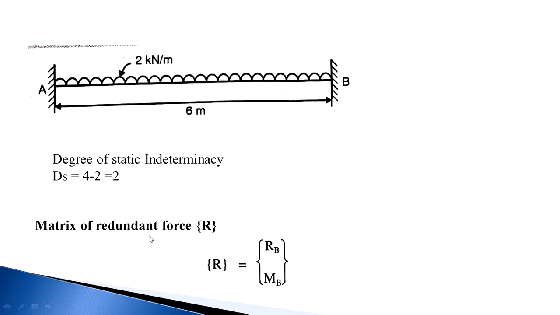Now form the matrix of redundant forces. Suppose I want to convert this indeterminate beam to a determinate beam. How to convert it? I can remove the B support, so now it is just a cantilever beam fixed at end A and free at end B. This is the determinate structure. At B there are 2 unknowns, the vertical reaction RB and the moment at B, that is MB. So this is the matrix of redundants, the R matrix: RB and MB.